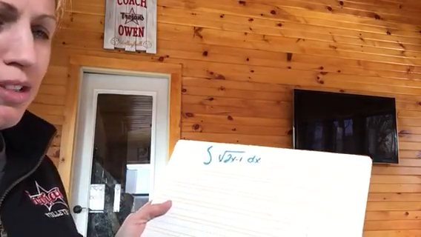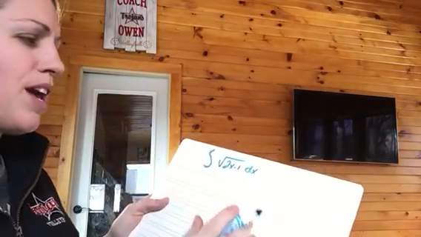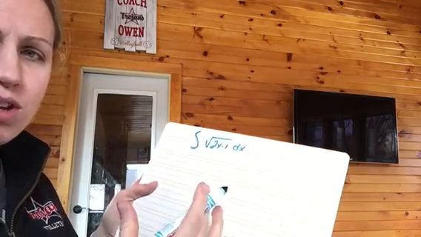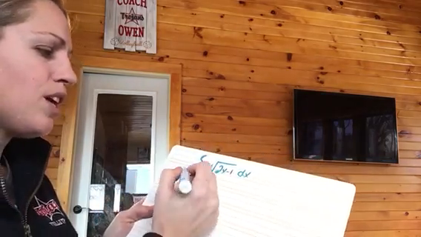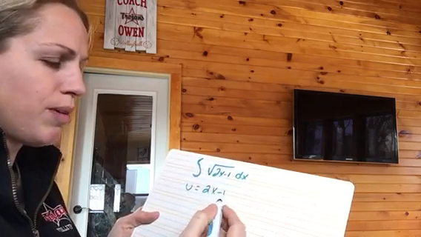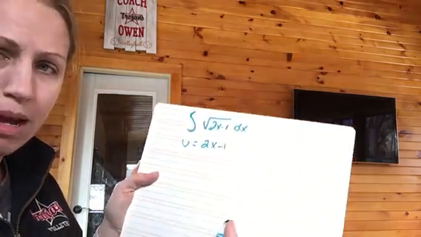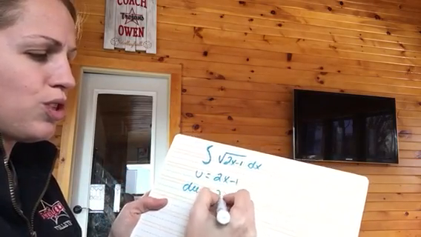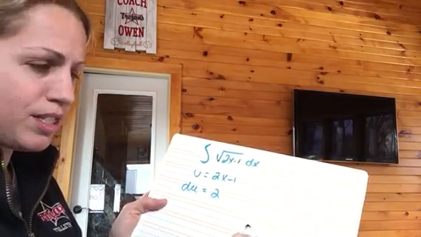Okay, moving on to example number 4. So we have radical 2x minus 1. Again, we want to work with what is on the inside of our function. So we are going to let u be equal to the 2x minus 1 because that is what's being raised to the power here. We are going to let du be equal to 2. That is the derivative of what's inside.